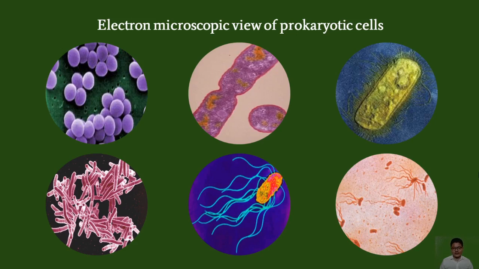All of these are prokaryotic cells. These are bacteria. All the bacteria come under prokaryotic cells. Some bacteria are spherically shaped, some are rod shaped, and some of these bacteria have thread-like structures coming out from the cell, and these are called flagella, or these may be fimbriae. So anyhow, these are some of the electron microscopic images of prokaryotic cells.